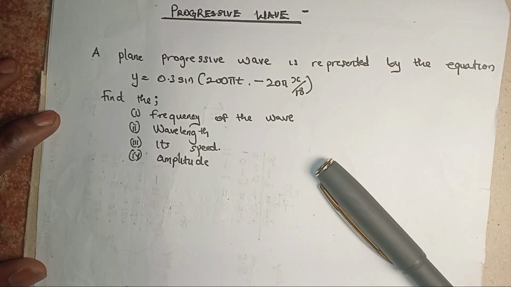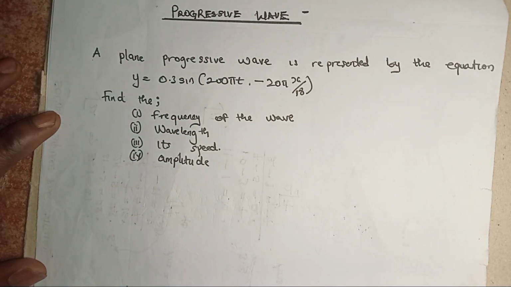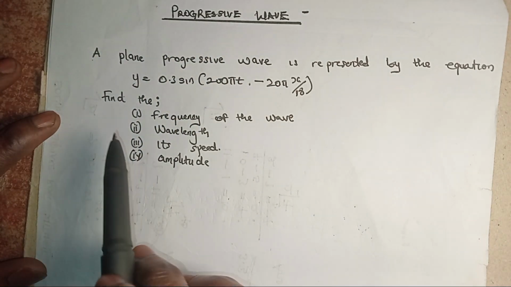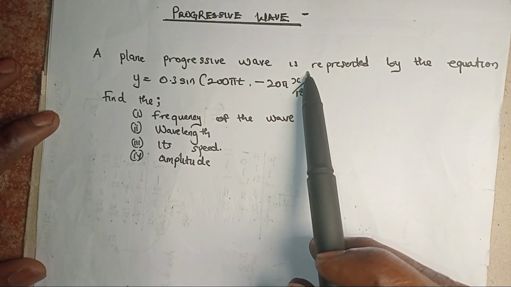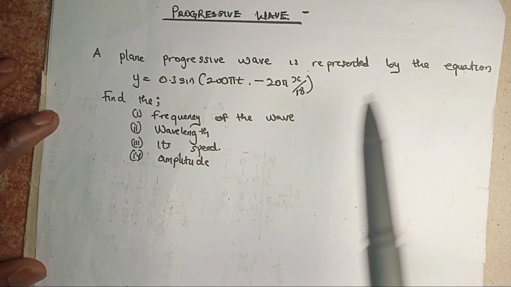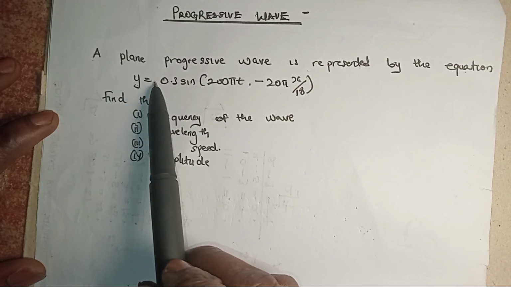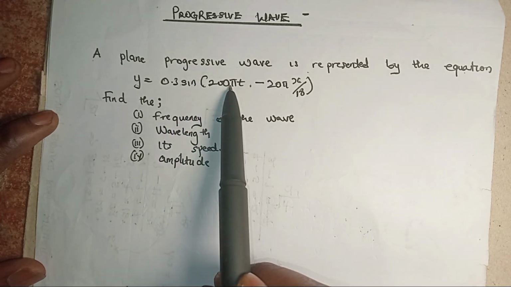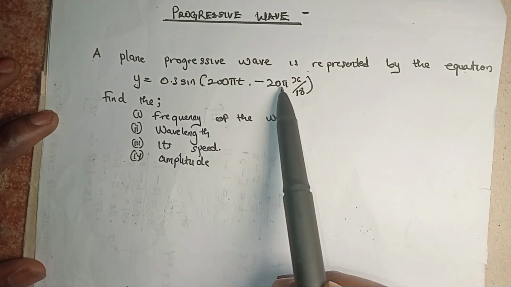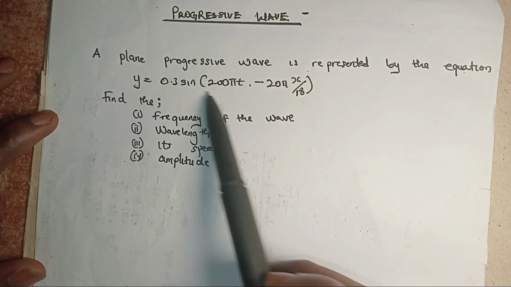In today's video, we are going to be looking at a question under progressive waves. So we have a question here. It says that a plane progressive wave is represented by the equation y, which represents the displacement of the wave, equal to 0.3 sin(200πt − 20πx/18). So this is the equation that we are given.